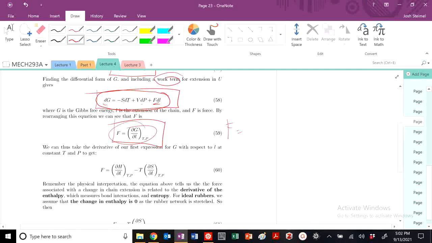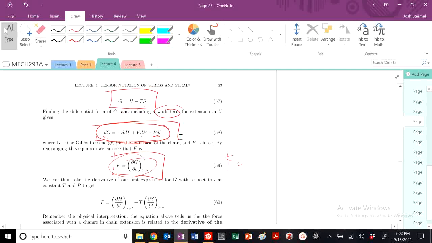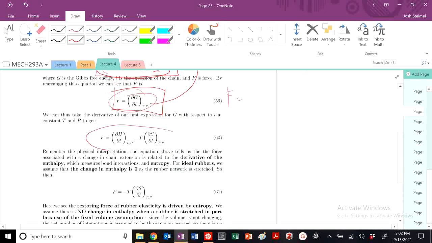So you can see here, let's go ahead and put it up. If I take this expression and plug it in here, my F is going to be equal to dH/dL at constant temperature and pressure, minus T dS/dL at constant temperature and pressure. I could take the differential of dT dS, but that's going to be equal to 0 because of constant temperature. So we see this expression here.